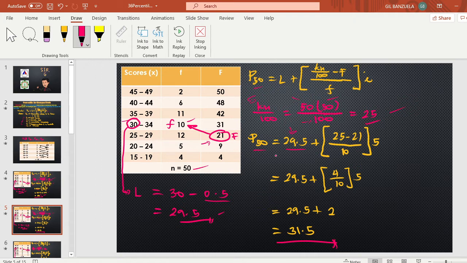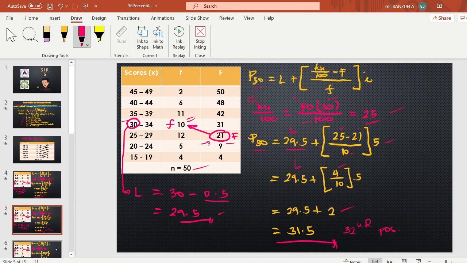So P of 50 is equal to 29.5 plus, of course, your value of Kn over 100, that is 25, minus your cumulative frequency, 21, and the frequency where the lower limit is located, which is 10, times your class interval 5. So 29.5, bring it down. Then simplifying, so 25 minus 21, that would be 4 over 10, or 2 pips, alright? Then 2 pips times 5, that is equal to 2, so 29.5 plus 2, that is 31.5. So therefore, P of 50 is on the 32nd position.